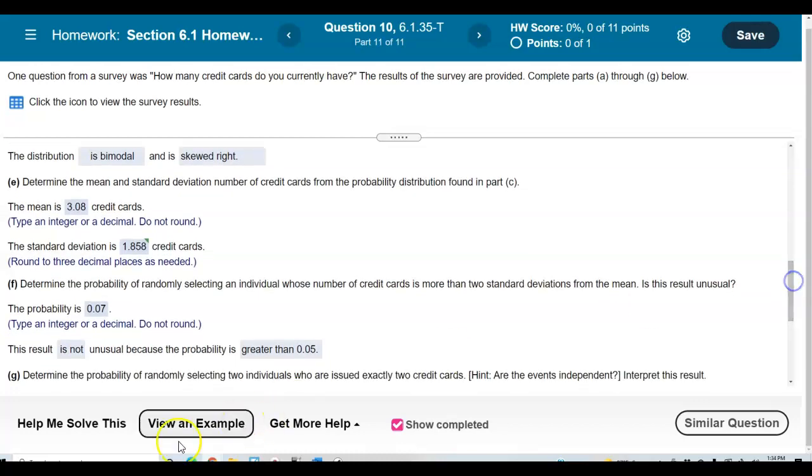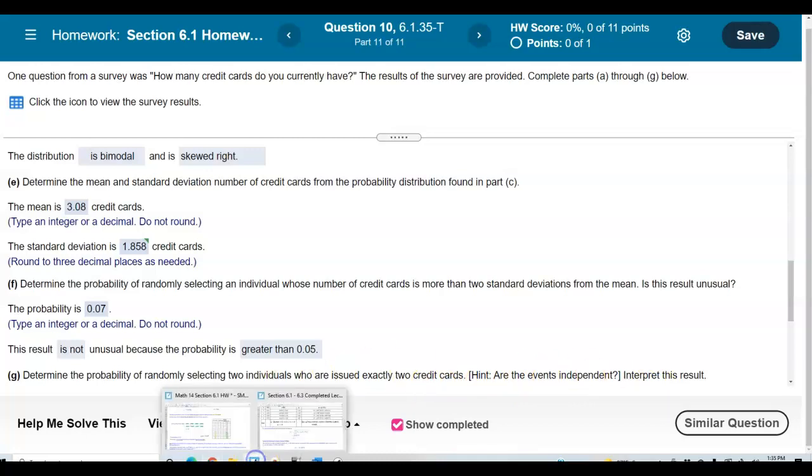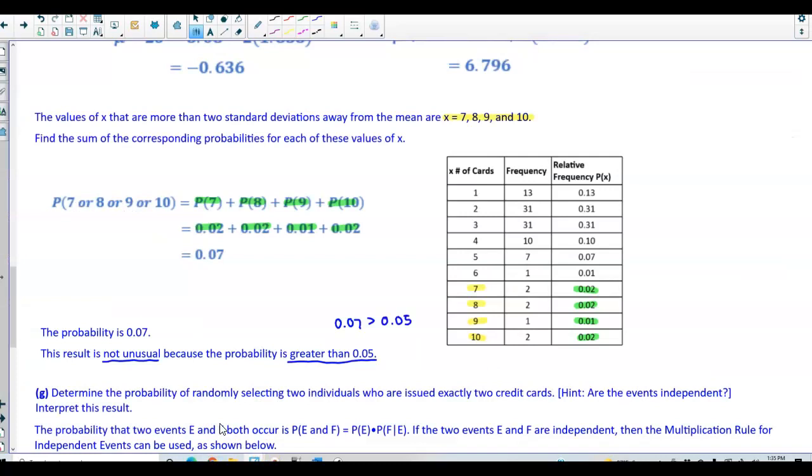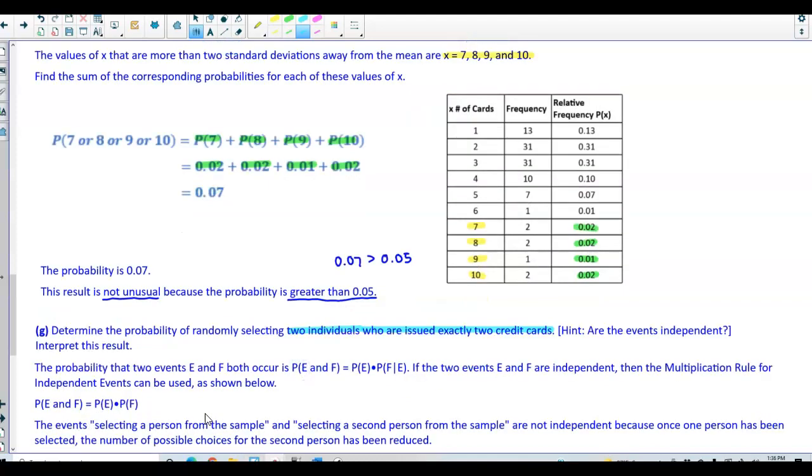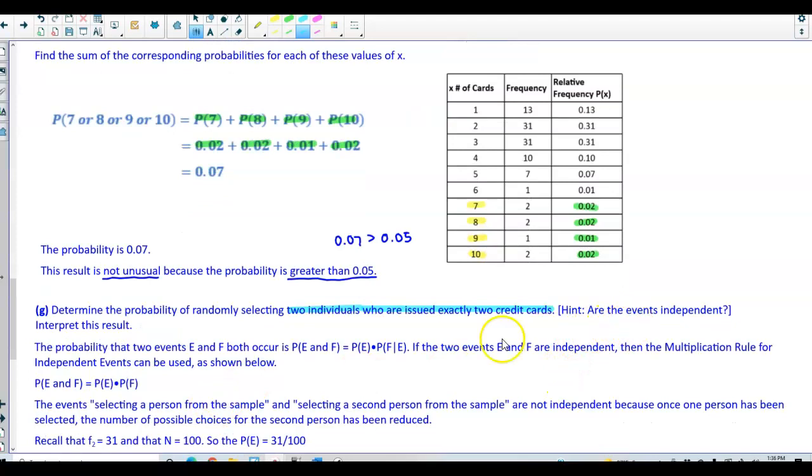Now the next question is, determine the probability of randomly selecting 2 individuals that are issued exactly 2 credit cards. And then the hint is, are the events independent? And then we're going to interpret this result. So, again, we want to find the following. We're looking for selecting 2 individuals who are issued exactly 2 credit cards. And so the hint here is, are the events independent?